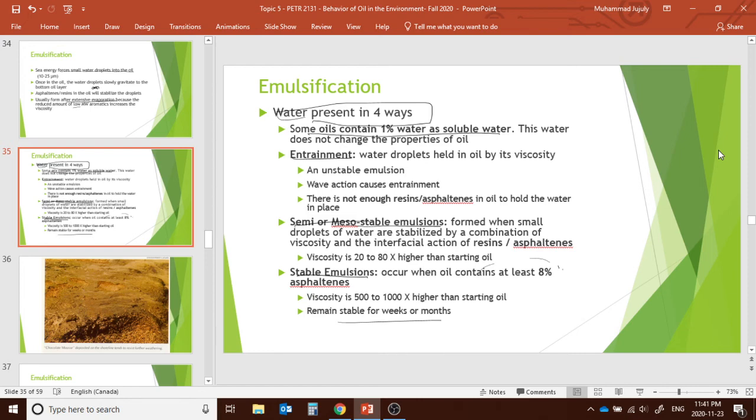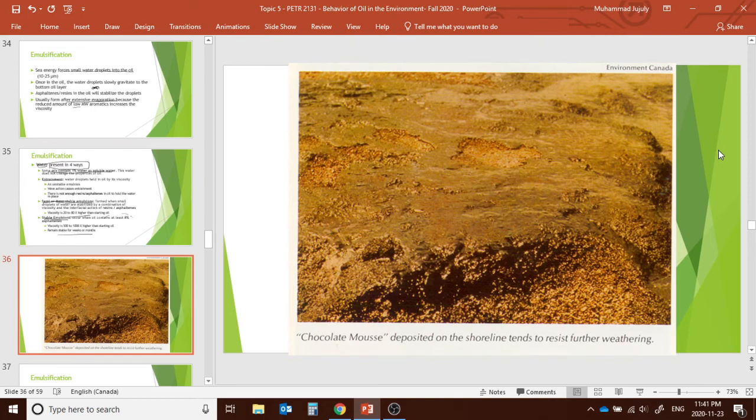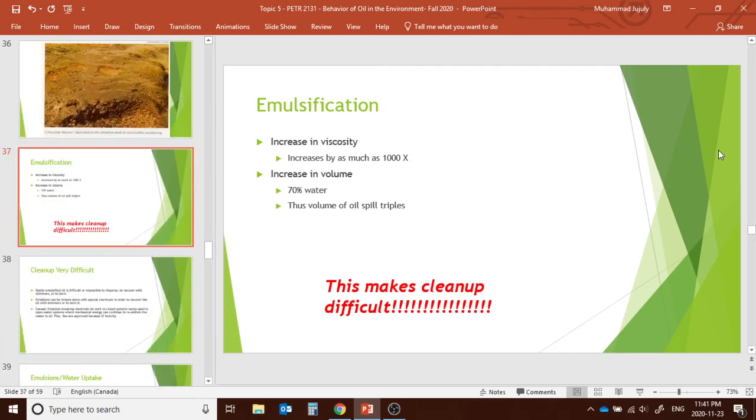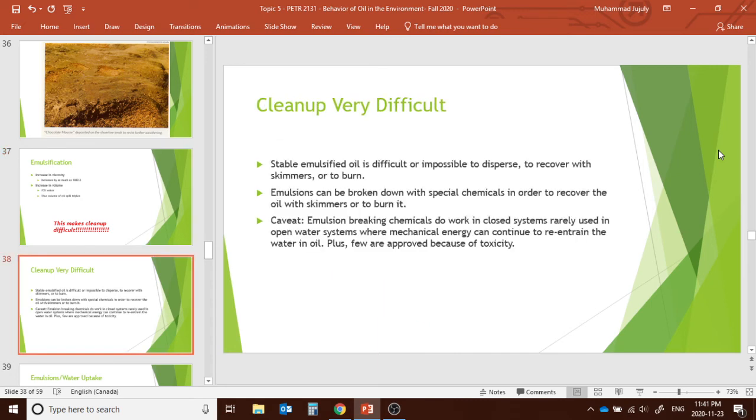A semi-emulsion or semi-stable emulsion has a higher viscosity. That's why it is a big problem to clean. Okay, so this is what the emulsion actually looks like. Now, emulsification increases the viscosity and it also increases the volume. Okay, and this makes the cleanup more difficult.